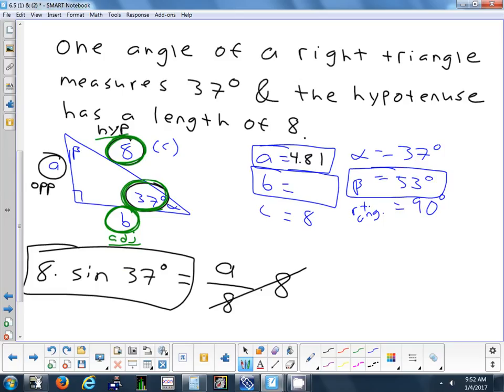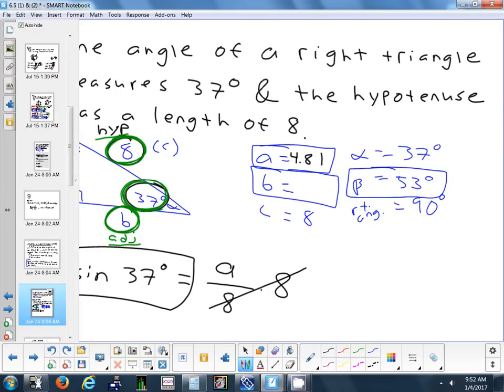If you get B that way and you have extra time, you can check if a squared plus b squared equals c squared, roughly, because you rounded this off, so it might not be exact. But I would not use the Pythagorean theorem here because you weren't given A. Any questions on that? And we'll practice more solving triangles tomorrow.